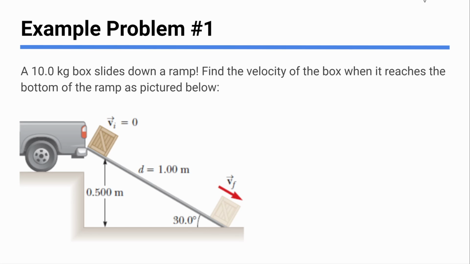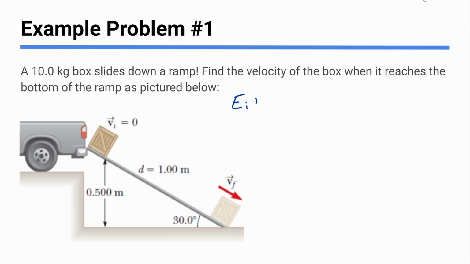You could do this problem with the whole FBD, F equals ma, component vector situation. You could get your F_G straight down, find the F_Gx, find the F_Gy, and figure out your normal force. Then you could have all that SOHCAHTOA fun and figure out the acceleration down the ramp and do a SUVAT down the ramp. You could do all of that, but I don't think you have to. If we know conservation of energy, we can really simplify this.